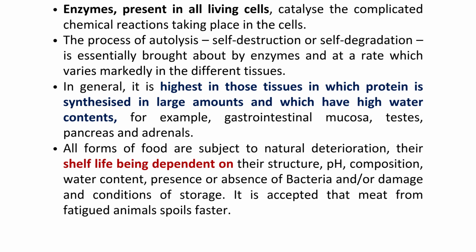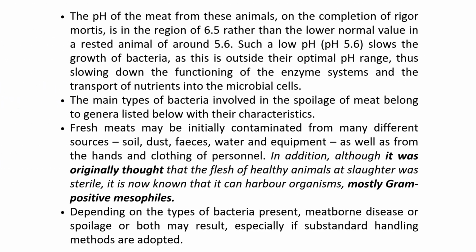A critical point is that meat from fatigued animals spoils faster. The pH of meat from these tired animals after rigor mortis is around 6.5, rather than the lower normal value of around 5.6 in a rested animal. This lower pH of 5.6 is crucial because it slows bacterial growth as it's outside their optimal range, thus protecting the meat. The main spoilage bacteria in meat belong to several genera.